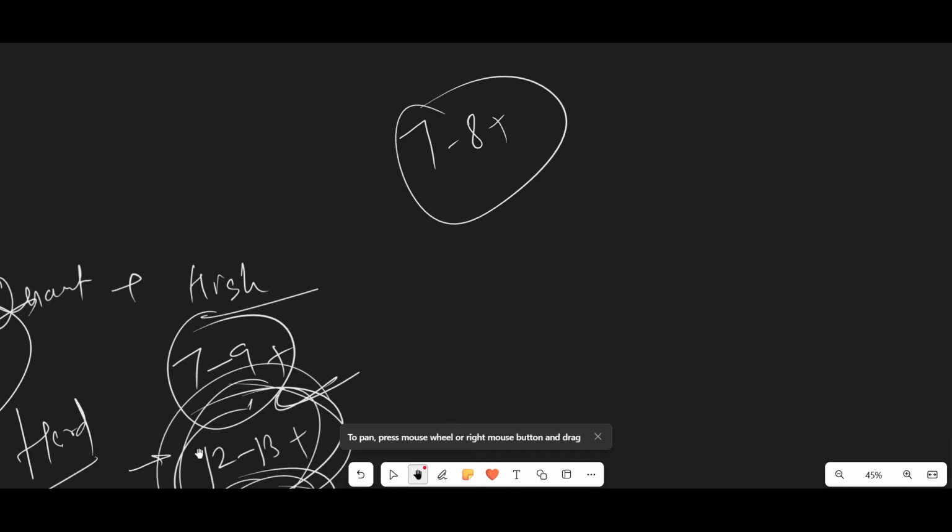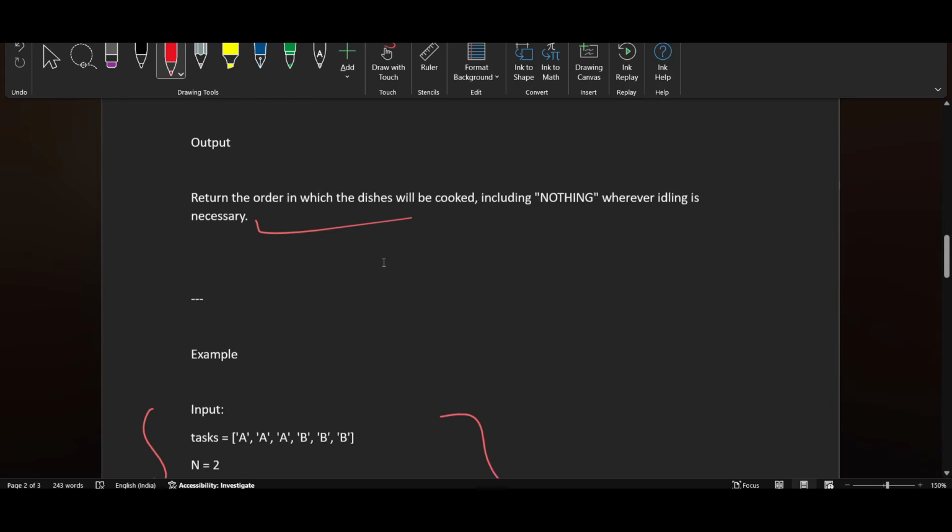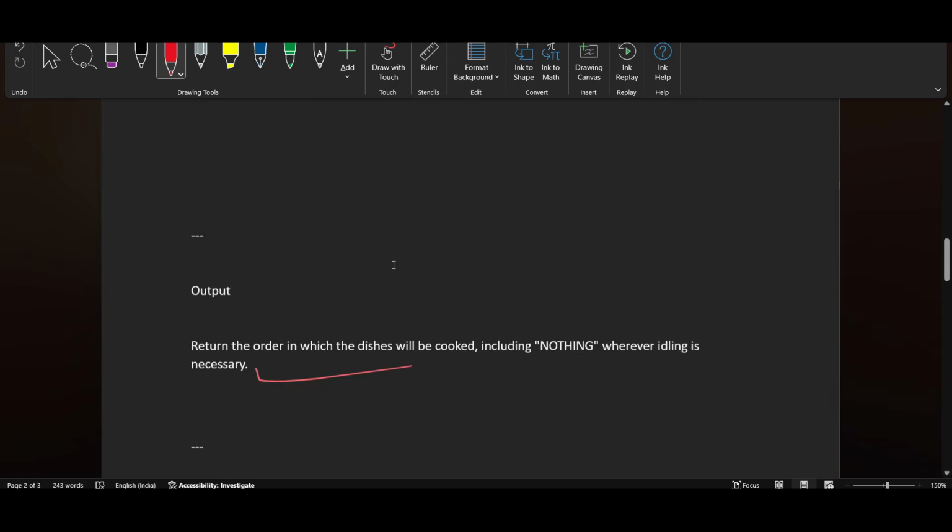So this is my prediction for this shift. I have already talked about everything. The coding questions, I already showed you. These two coding questions they asked, and all the best.